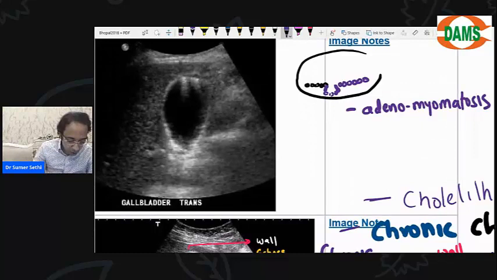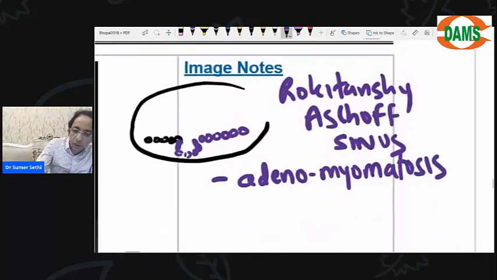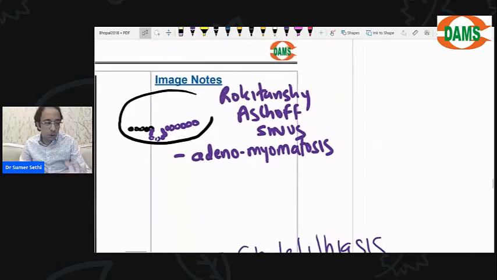Okay, so you can have adenomyomatosis of the gallbladder, and this outpouching of the mucosa is called Rokitansky-Ashkoff sinus in pathology. Did you read this in pathology? कि gallbladder की mucosa का muscularis में जाना is adenomyomatosis, Rokitansky-Ashkoff sinus. But don't get confused.